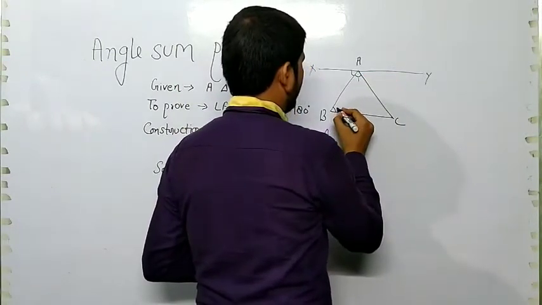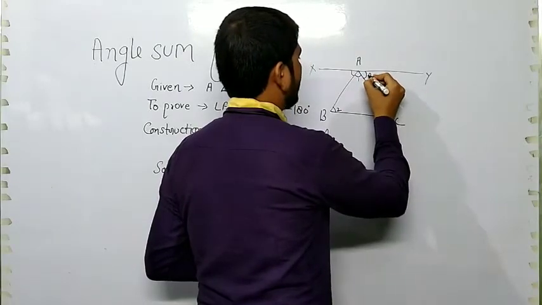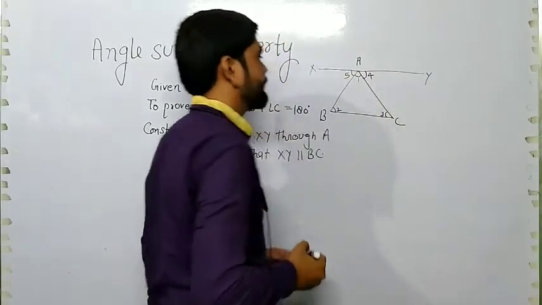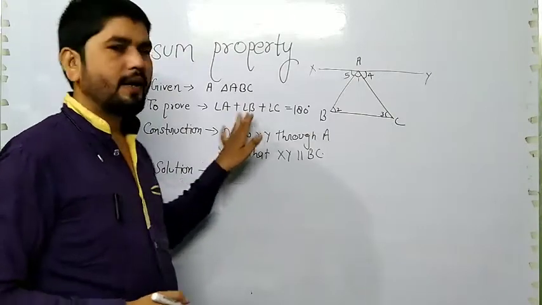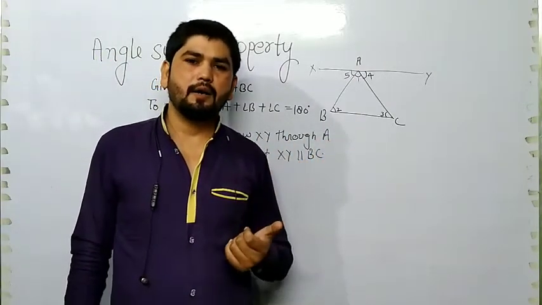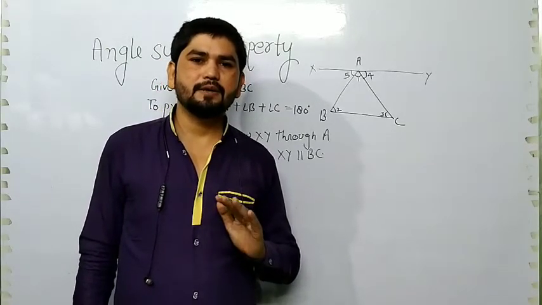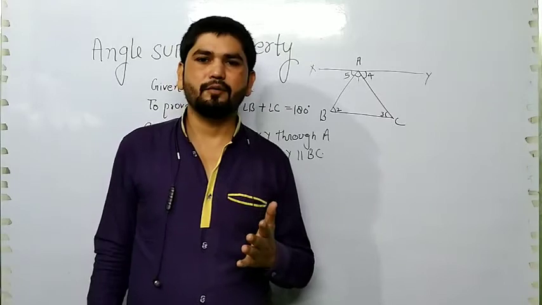Suppose it is angle 2. It is angle 3. It is 4. And it is 5. Now in place of angle A plus B plus C, we can find a proof that angle 1 plus angle 2 plus angle 3 is equal to 180. This thing we can also prove here.